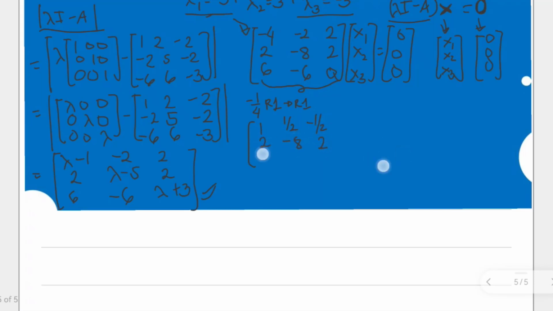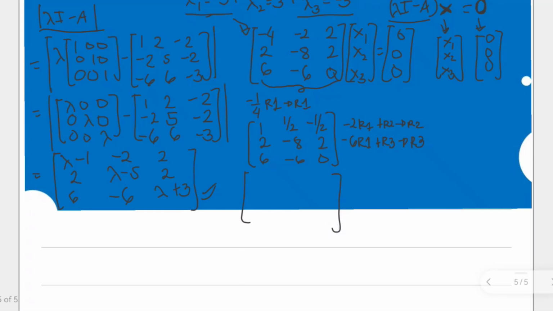Negative 8, 2, 6, negative 6, and 0. Next, we'll make this 0 here. Okay, so multiply negative 2 to row 1 plus row 2 to have a new row 2. Multiply negative 6 to row 1 plus row 3 to get a new row 3.